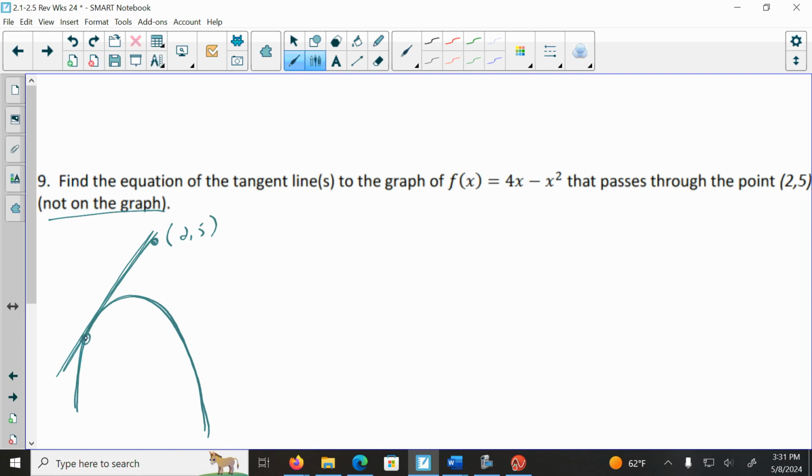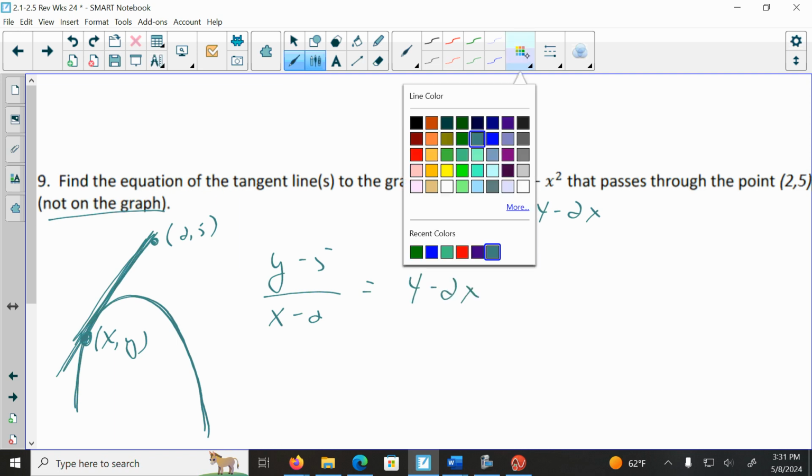So I'm going to pick some point here. I'm going to call this (x, y). I'm going to find the slope between these 2 points. So I'm going to do the difference of the y's over the difference of the x's. And then to find the slope of the tangent line at this point, that's going to be the derivative of this, which is going to be 4 minus 2x. I'm going to set those two equal to each other because they are one and the same line, so they have to be equal.